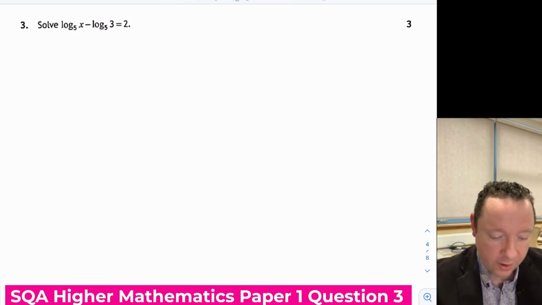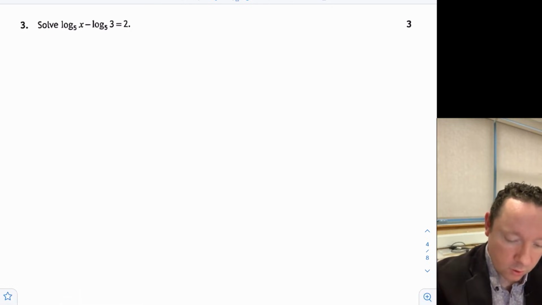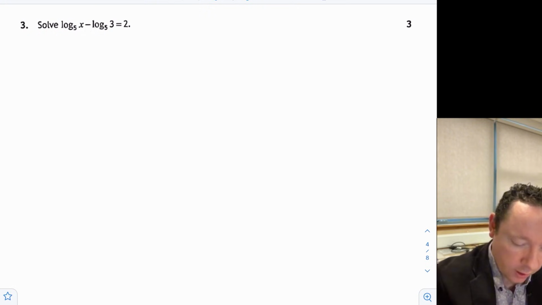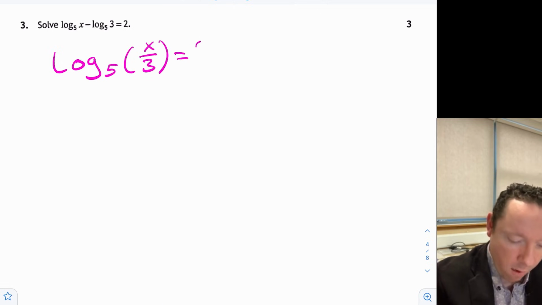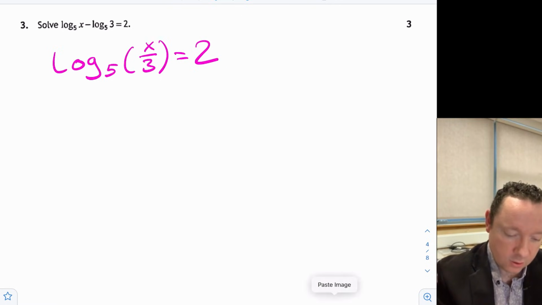Solve log base 5 of x minus log base 5 of 3 equals 2. So rules of logs, if it's a minus with the same base, you can divide these together. So in one step, we get log base 5 of x over 3 equals 2. And then you need to get rid of the log. So remember, it's base to the power of this equals this. So in other words, 5 squared equals x over 3.